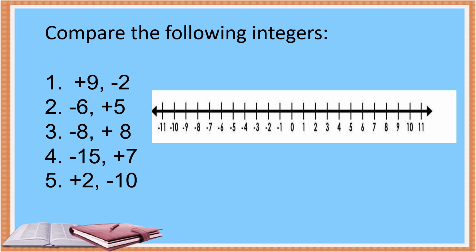And lastly, number 5, which is greater? Positive 2 or negative 10? The answer is positive 2. The greater the negative number is, the lesser the value it has.